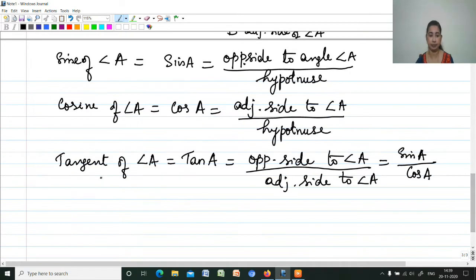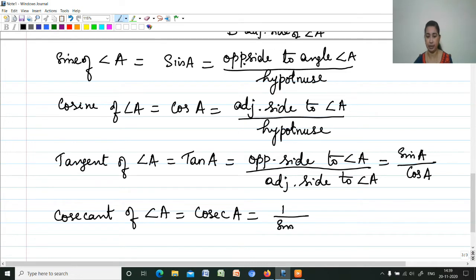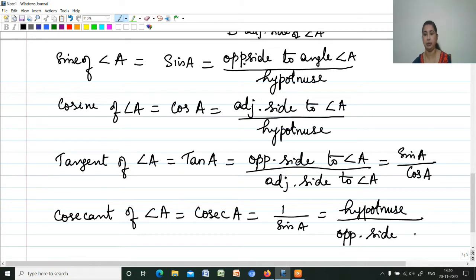Now next is cosecant of angle A. What is cosecant of angle A? In short we write cosec A, and cosec A is the reciprocal of sine, that is 1 by sin A. Sin A is the opposite side to angle A by hypotenuse, so cosec A will be hypotenuse divided by the opposite side to angle A.